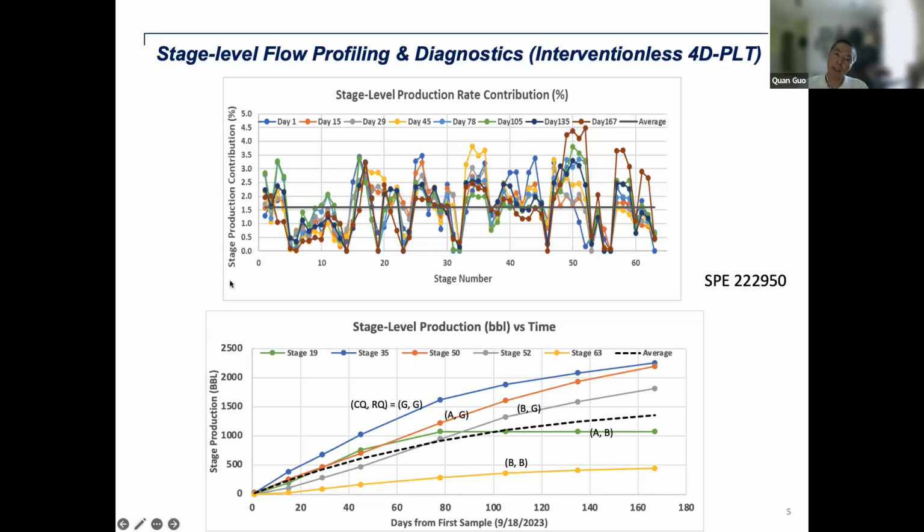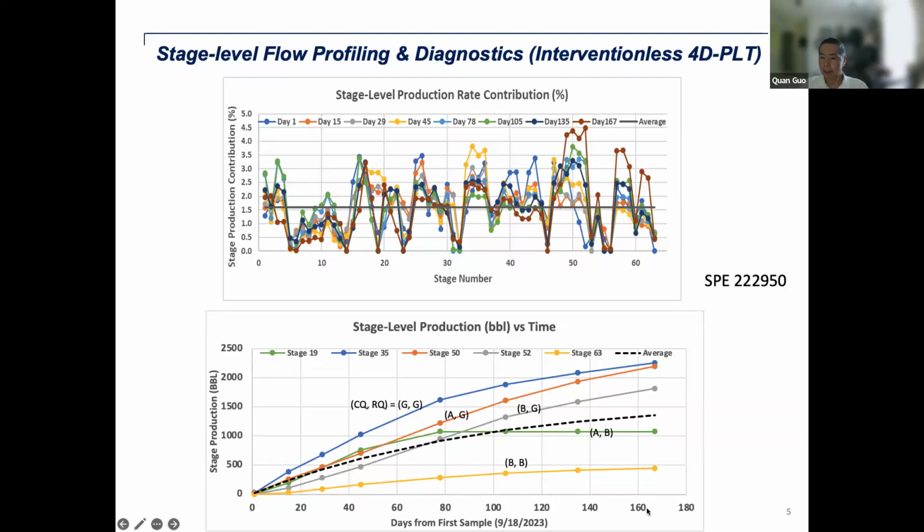Here I show the relative stage level production contribution for all the 63 stages on different days. And when we know the production of the well, we can convert it to the stage level production. Also shown here is the average, basically 100 divided by 63 for every stage. So you can see some stages above, some stages below. Plotted here is the accumulative stage level production in barrels for a selective few stages. If I plot all the stages, you won't be able to see much.